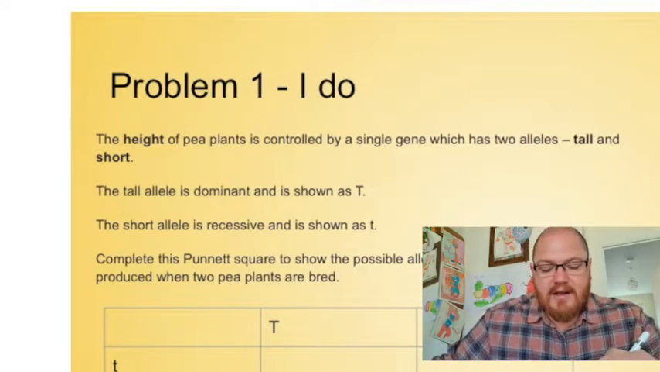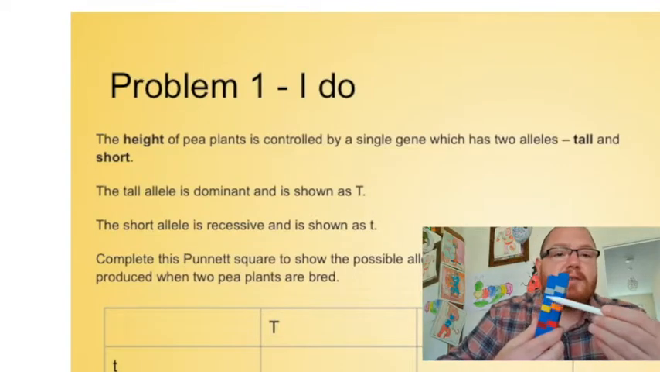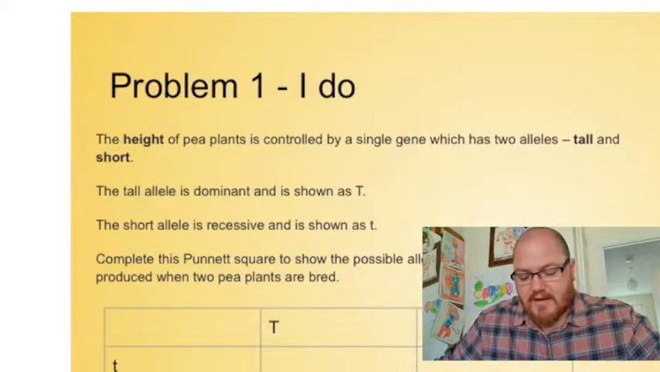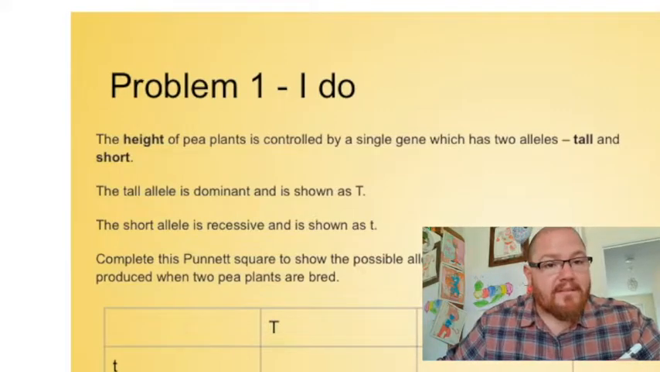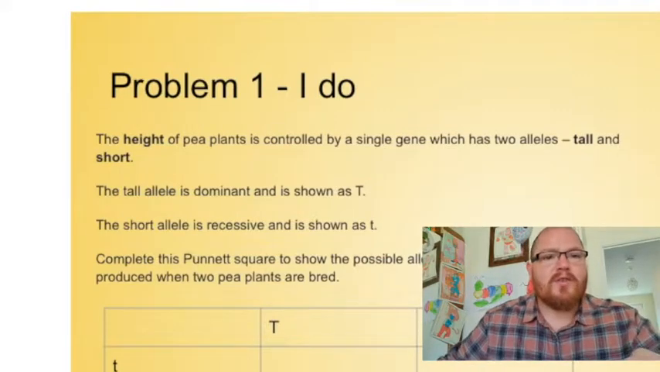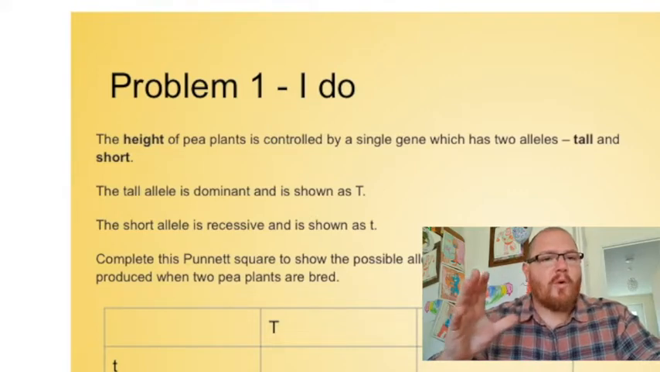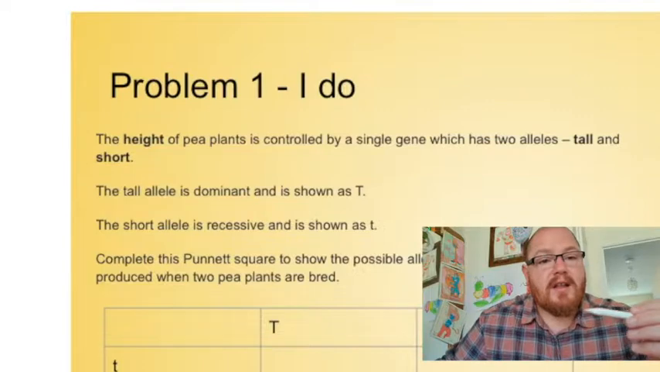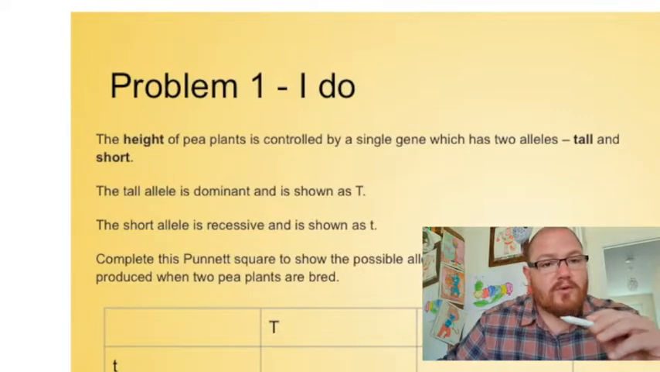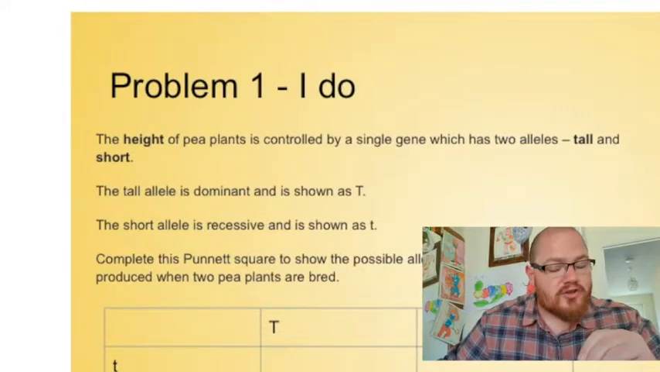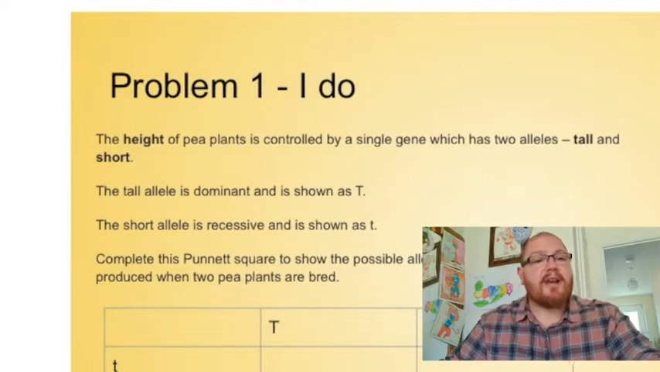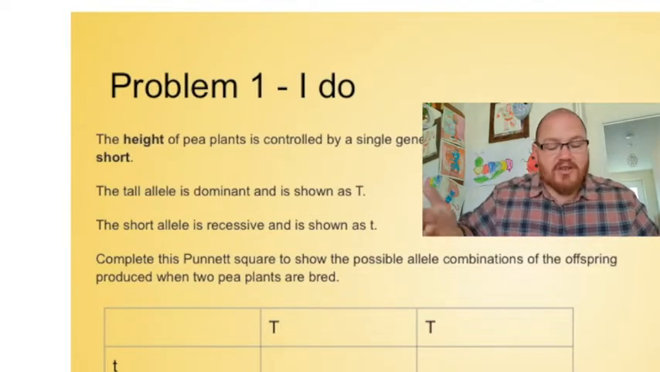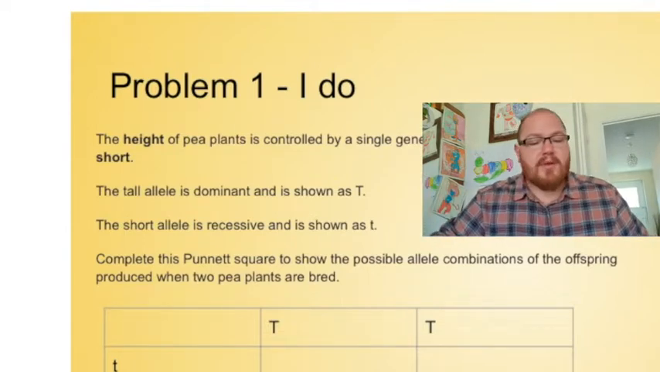Okay, and it's got 2 alleles. So it's got one there and one there. It's got tall and short. The tall allele is dominant, and it's got a capital T. So it's going to be tall if that capital T is there. But if the lowercase t, if you get 2 lowercase t's, it's going to be short. So that's the recessive gene. Complete the Punnett square to show different part combinations produced by the pea plants when they're bred.